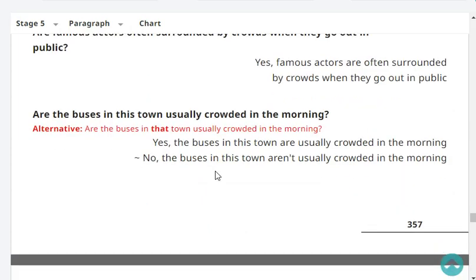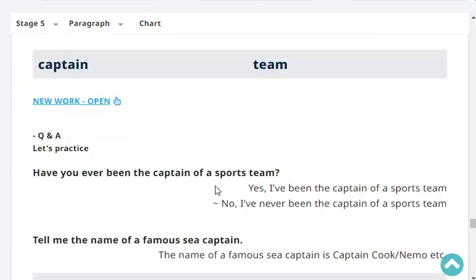Are the buses in your town usually crowded in the morning? Yes or no? Yes, the buses in my town are usually crowded in the morning. Very good.